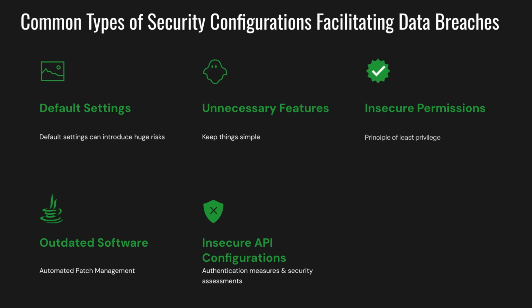Insecure API configurations. As companies migrate more services to the cloud, insecure API configurations become a significant concern. Just look at the T-Mobile data breach in 2023. To safeguard against these risks, establish stringent authentication measures and conduct regular security assessments.